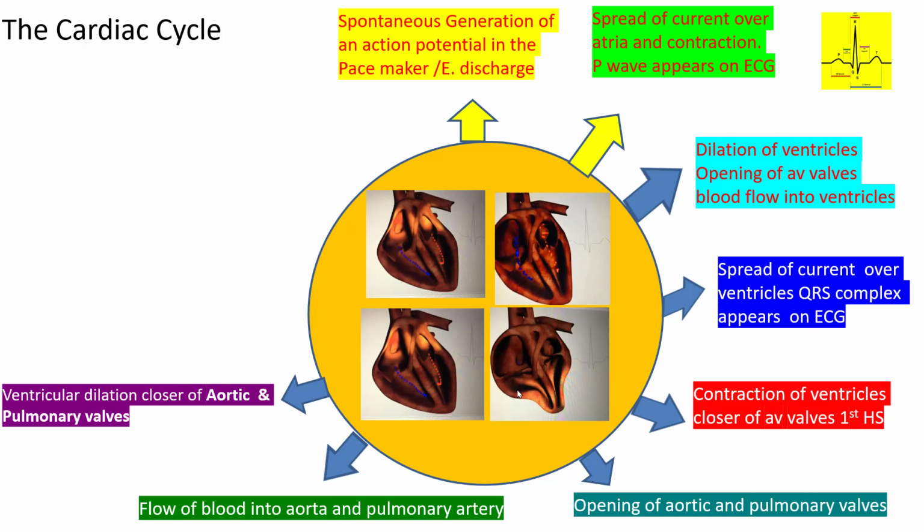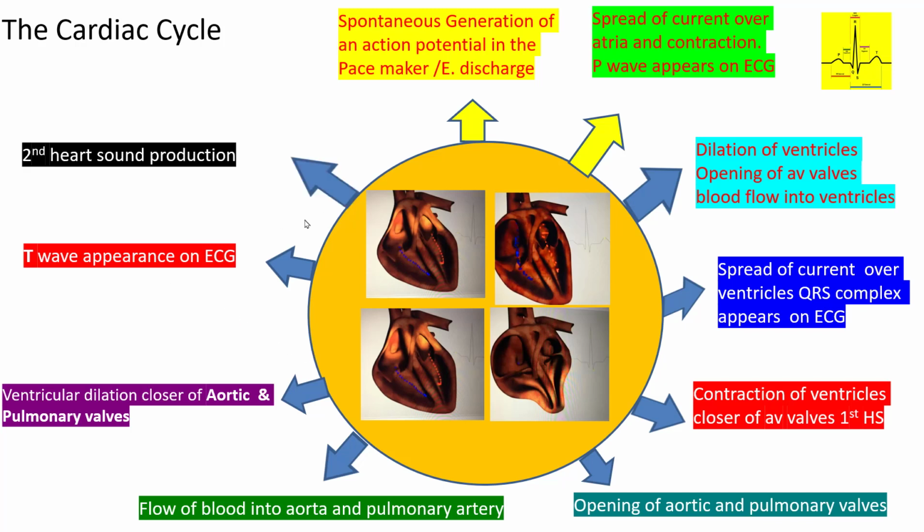Then there is ventricular dilation and closure of the aortic and pulmonary valves. When full contraction of the ventricle occurs, dilation of the ventricle follows, and due to this dilation, the pressure in the ventricle is reduced. When the ventricle is relaxing, this is the repolarization stage of the ventricle, and in this stage the T wave appears on the ECG graph.